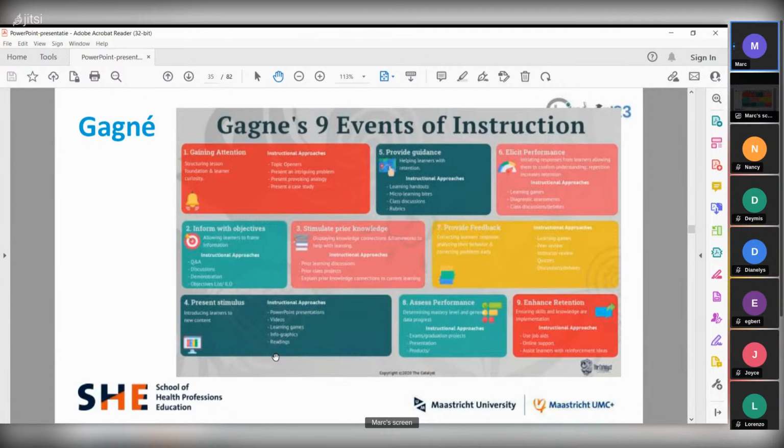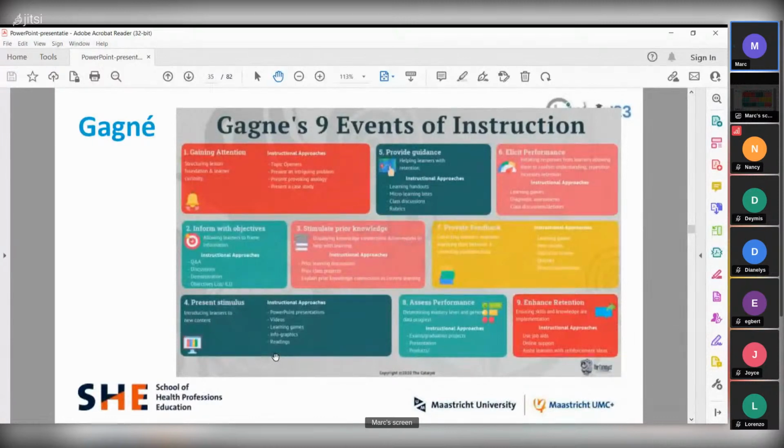The fourth one is presenting a stimulus. So you introduce learners to the new content. You can use a video, infographics, or readings, or anything else. Then you want to provide guidance. You want to help students with retaining the information. That can be a handout of how to do certain things. It can be a rubric. It can be a class discussion.